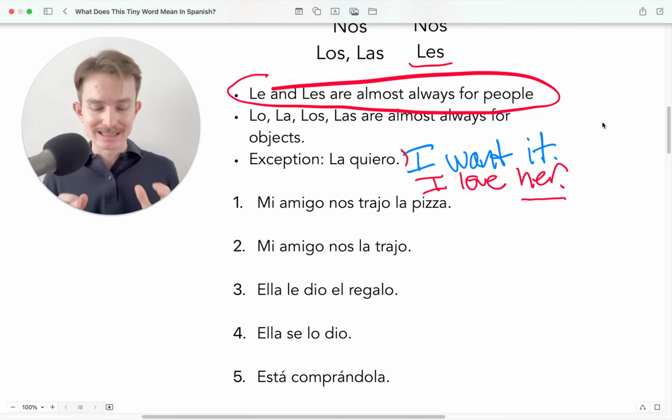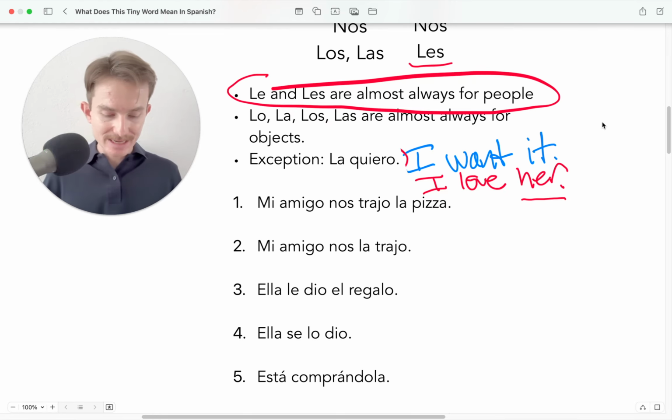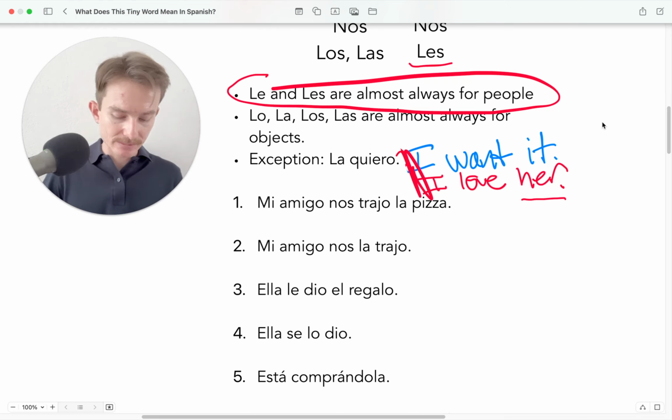Lo, la, los, and las are almost always for objects. But there we have that little exception. Okay, now let's take a look at some examples here. I'm going to erase this so that we can see better. So let's take a look at some examples.